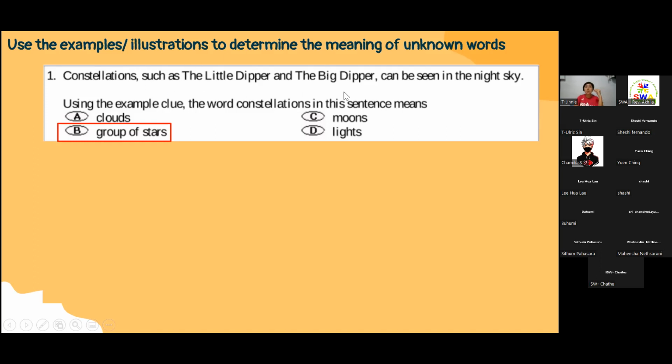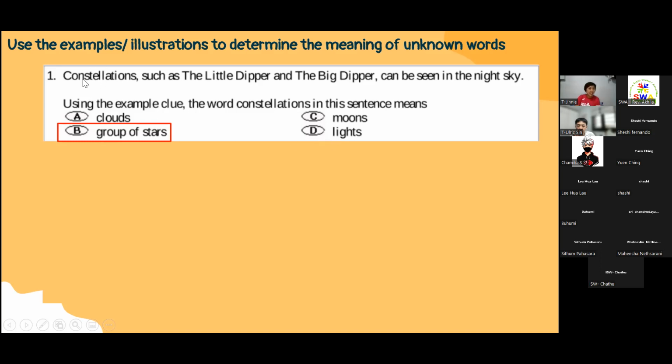However, if you know what the big dipper or small dipper are, which are groups of stars that form shapes, you will know. The other kinds of constellations are the Orion belt. Yeah, that's the only one I can still remember now. Things like the Southern Cross, they are constellations. So this is an example. If you don't know the example and the illustration given, you will have to make a guess.